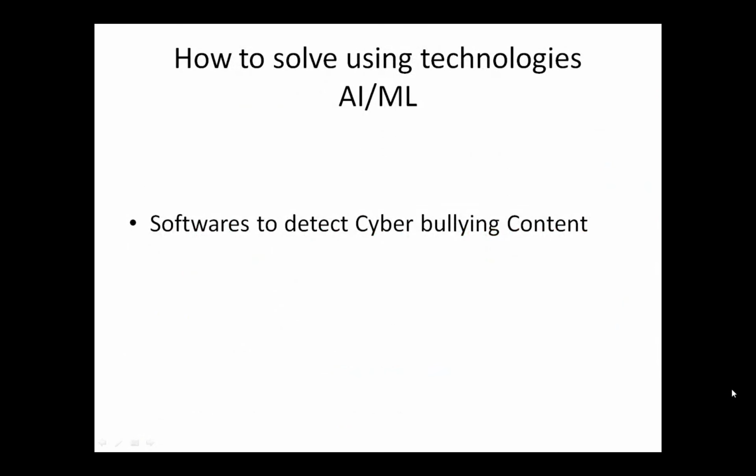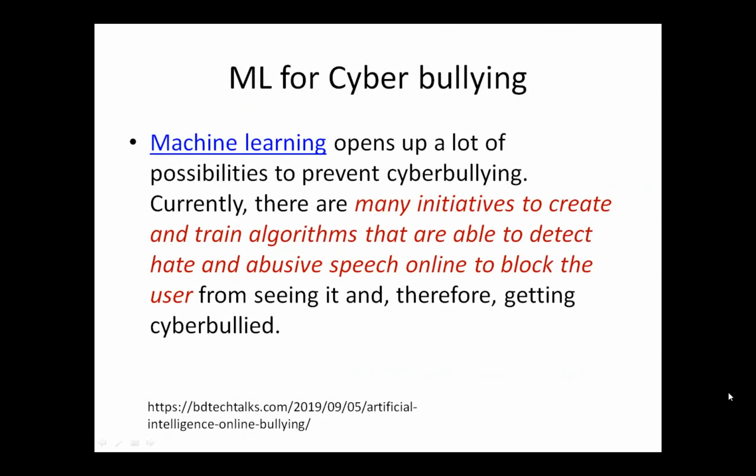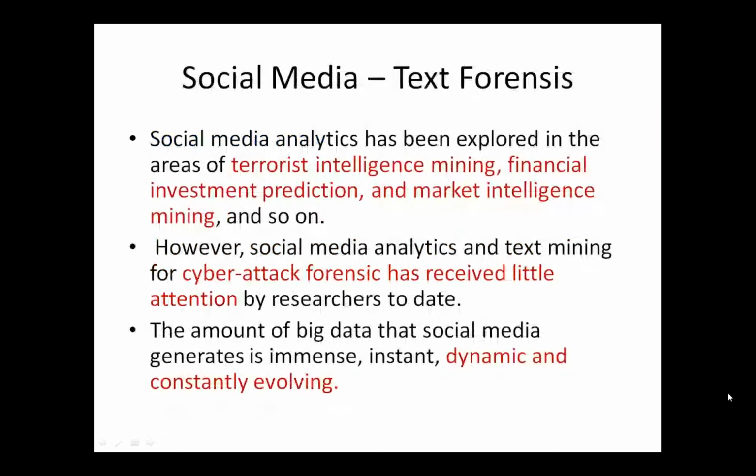The solution, as I said, is that the software should detect the cyberbullying content. So how to do that? As I said two days back about machine learning and deep learning, there are many initiatives currently happening to train machine learning algorithms to identify whether particular content is hate or not. If it is hate, the system will automatically block it. And if it is fake news, the system understands that and we should stop the news from spreading to other people or groups of people.